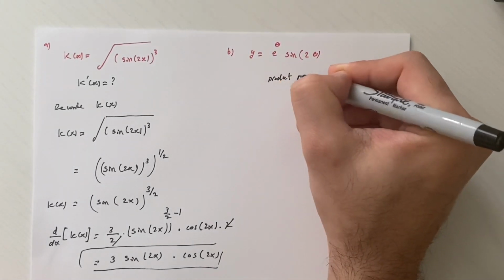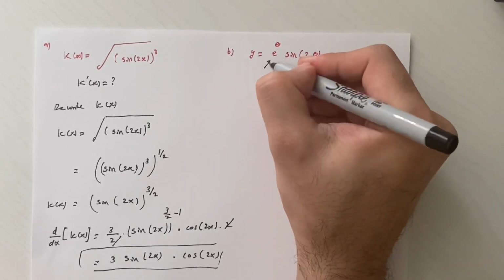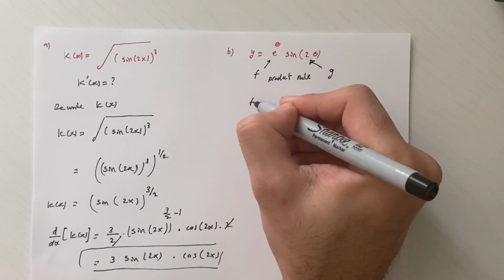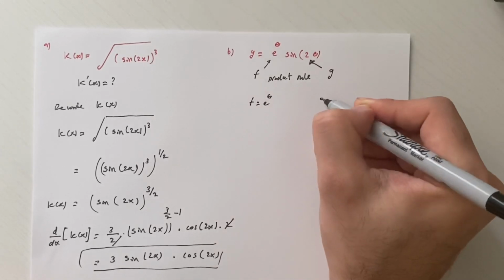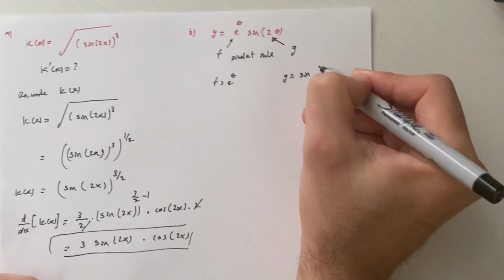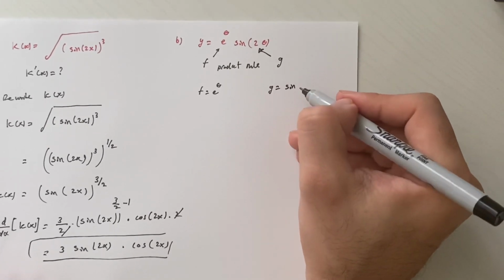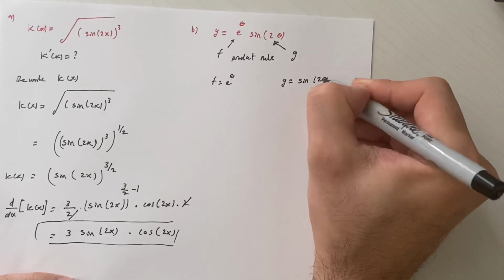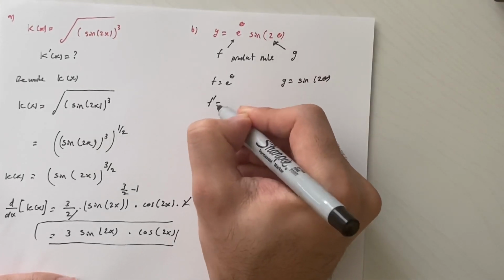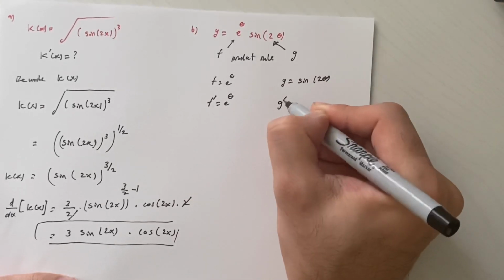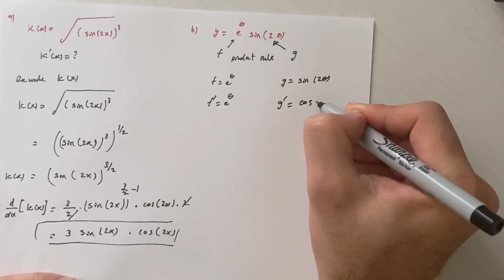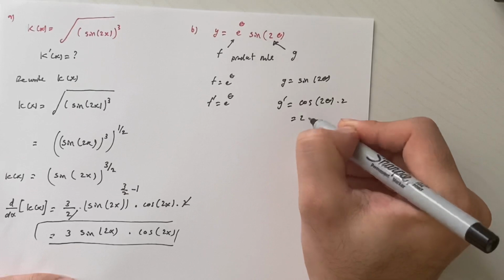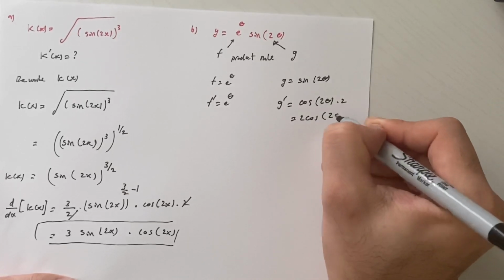For b, what we have to do is use the product rule. I'm going to assign the f function to e to the theta and the g function to sine 2 theta. Then I'm going to take the derivative of each, so f prime and g prime. The derivative of f is e to the theta, and the derivative of g is cosine 2 theta, and we use the chain rule, so that's going to be times 2 from the inside function.